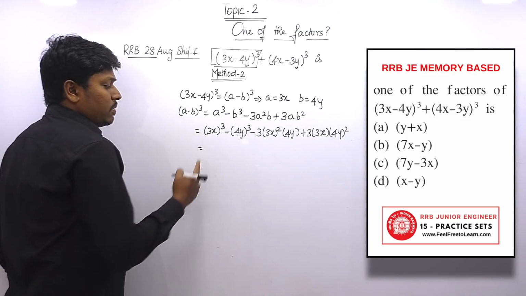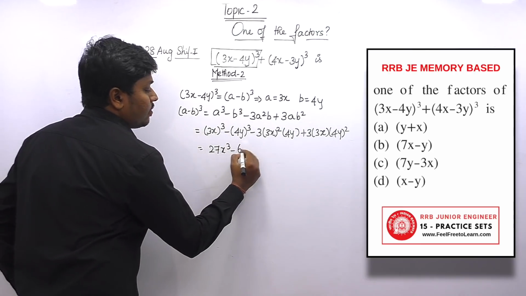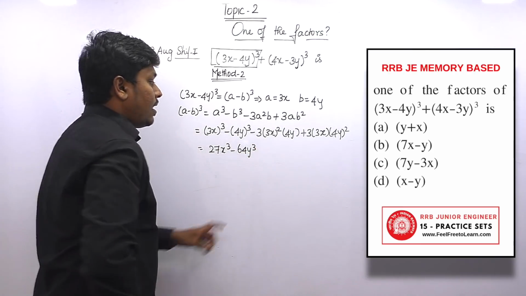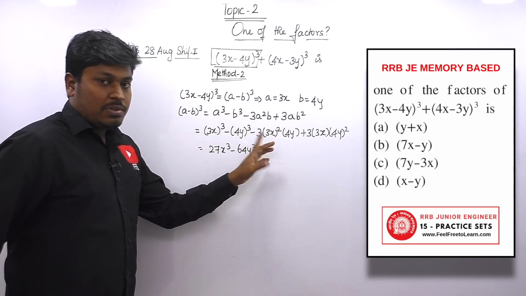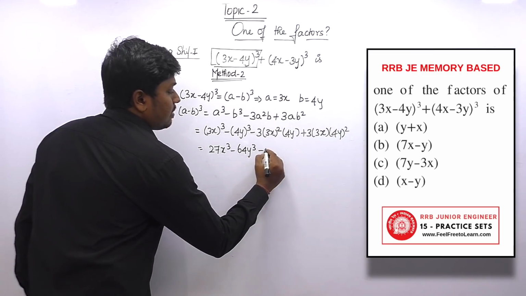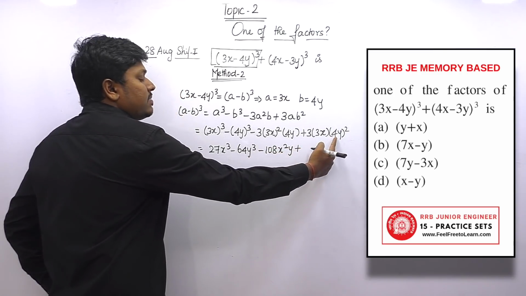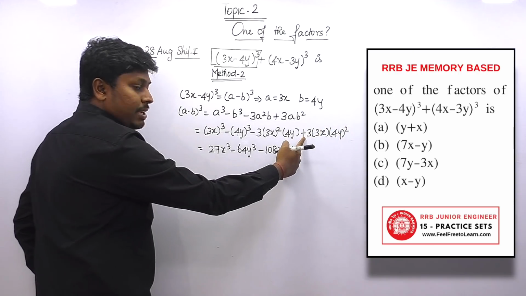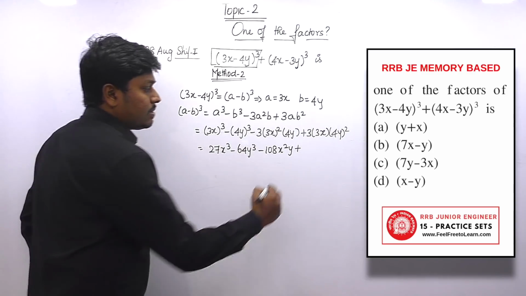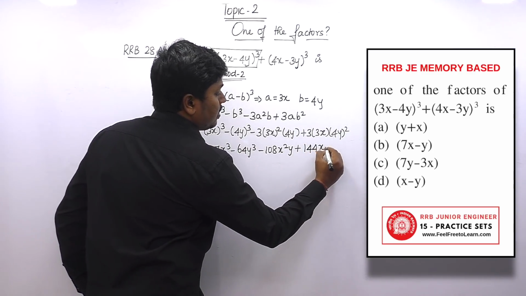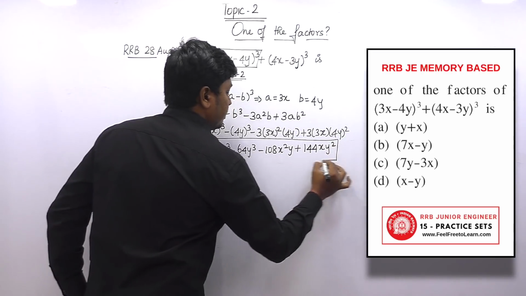So (3x) the whole cube will be 27x cube, minus of 4 cube will be 64, so 64y cube. And this will be 3 square will be 9, 4 into 3 will be 12, so 12 into 9 will be 108. So this can be written as 108x square y. Plus, similarly, this will be 4 square 16, 3 into 3 will be 9. So 16 into 9, 9 6s are 54, 144, right? So this can be written as 144xy square. So this will be the answer for the first expression.